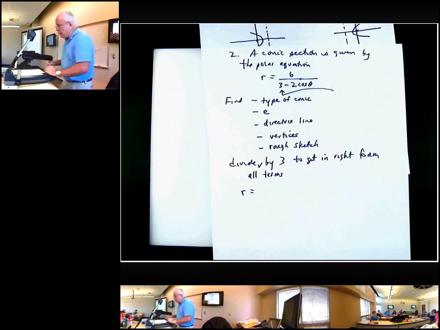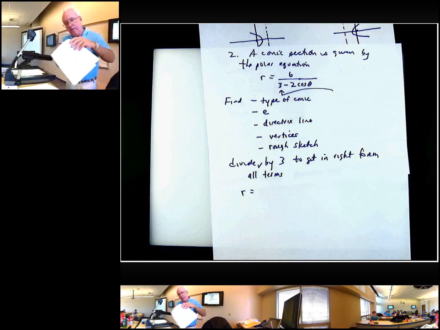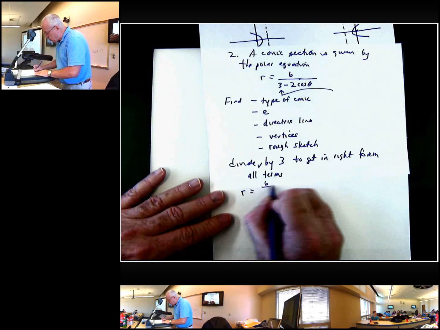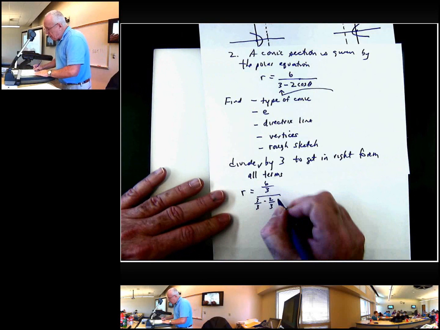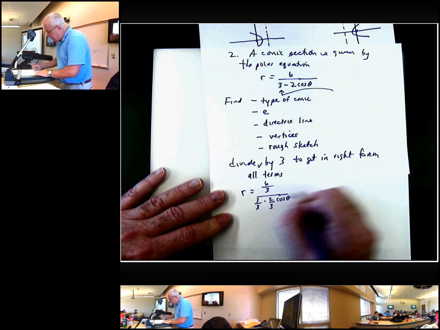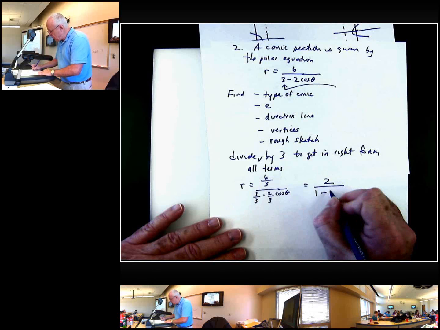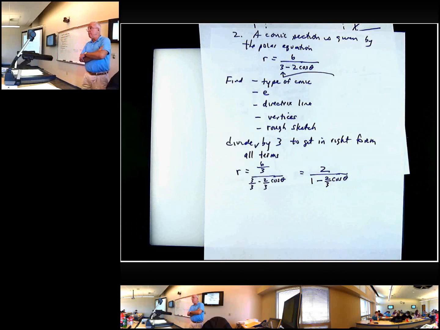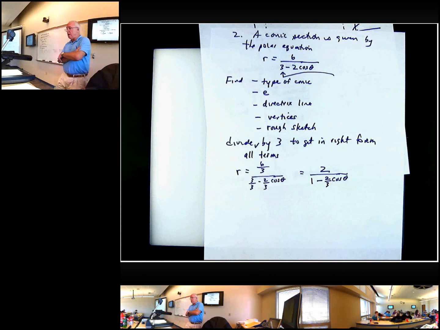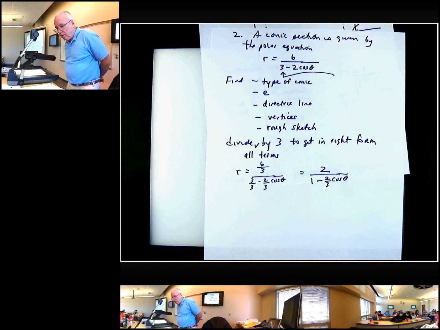So now we're going to have R equal to basically 6 over 3. I'll do this in 2 steps. 6 over 3 over 3 over 3 minus 2 over 3 cosine theta. And of course that simplifies to 2 over 1 minus 2/3 cosine of theta. Okay, so that's the first step. Are we okay with that? Top and bottom, so we get the 1 there that we need. You don't have to put a 1/3 out or anything. You can just divide everything by 3.